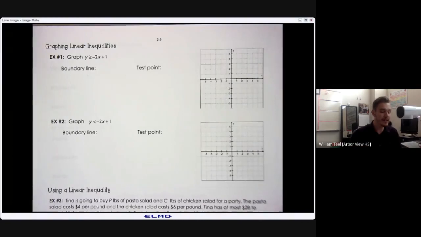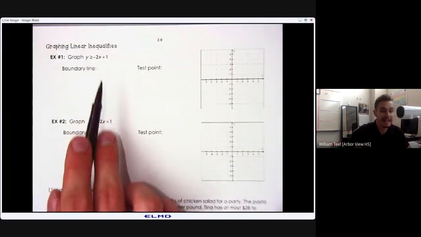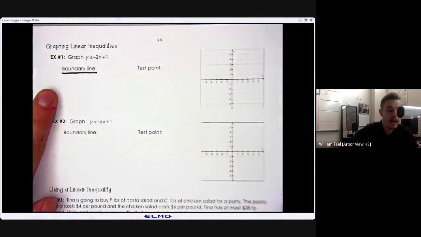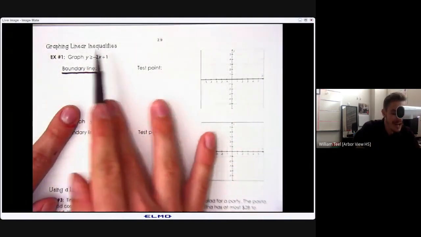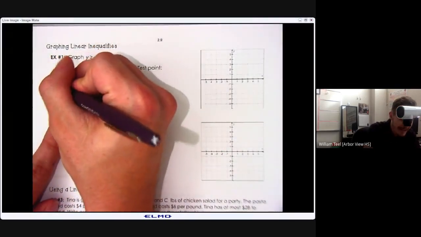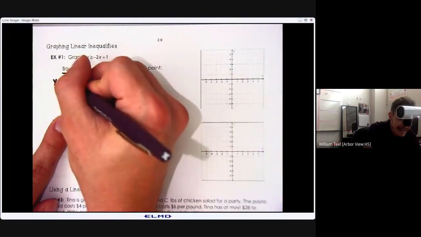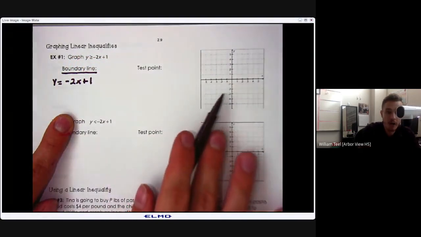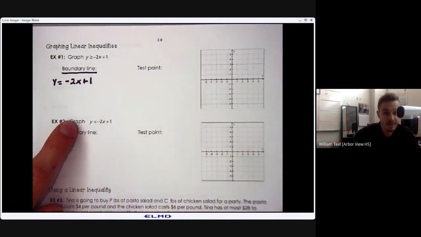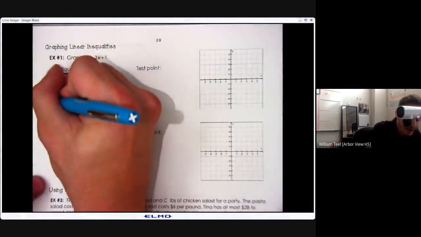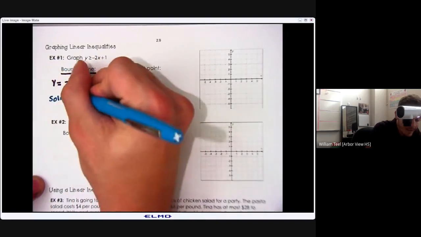Now, the first thing we're going to do if we have to graph a linear inequality is figure out what your boundary line is going to be. Your boundary line is literally just your inequality with an equal sign. So we're going to say our boundary line is y equals negative 2x plus 1. That is the line that we are going to graph on our coordinate plane using our knowledge of slope-intercept form. Now, the second thing, before you graph, I want you to figure out whether your line is going to be solid or dashed.